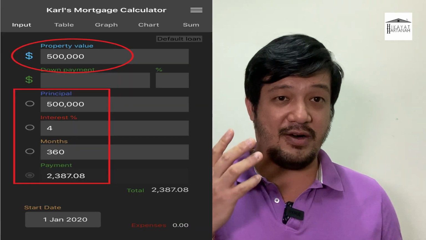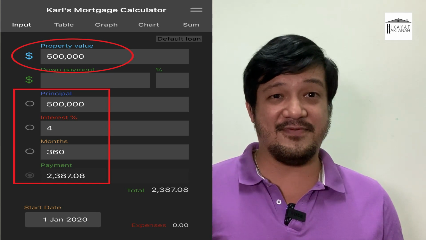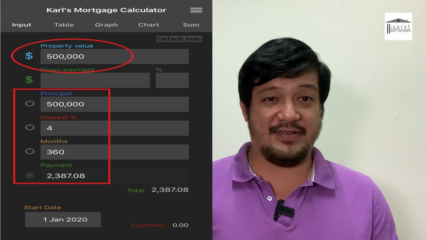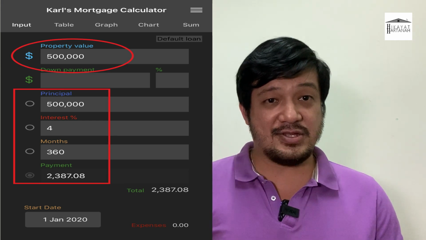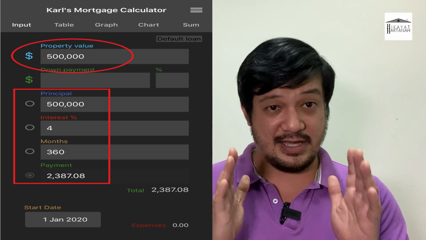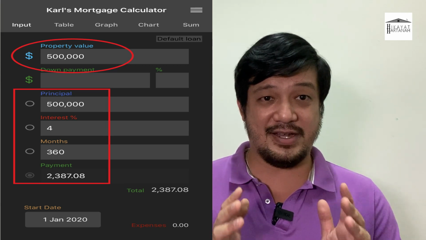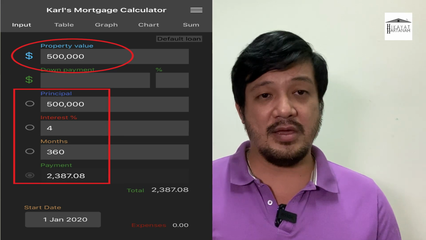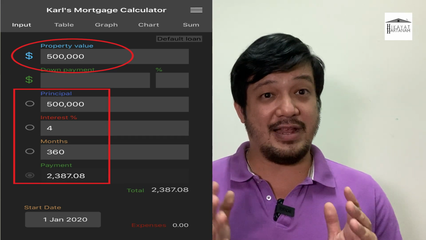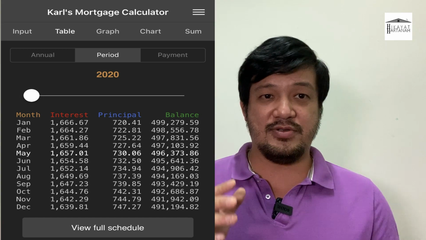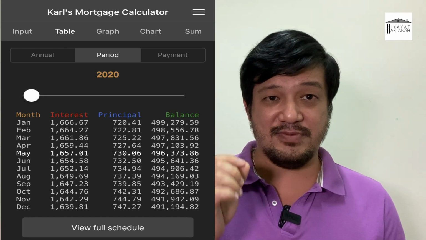So the first one, look at this diagram here. I have a housing price of 500,000, assuming I don't put any down payment, which is a 100% loan. So I owe the bank 500,000. At 4% interest and 30 years tenure, I'll be paying the bank a monthly installment of 2,387 ringgit and 8 cents. But the bank will usually round it up to 2,388. This is normal.